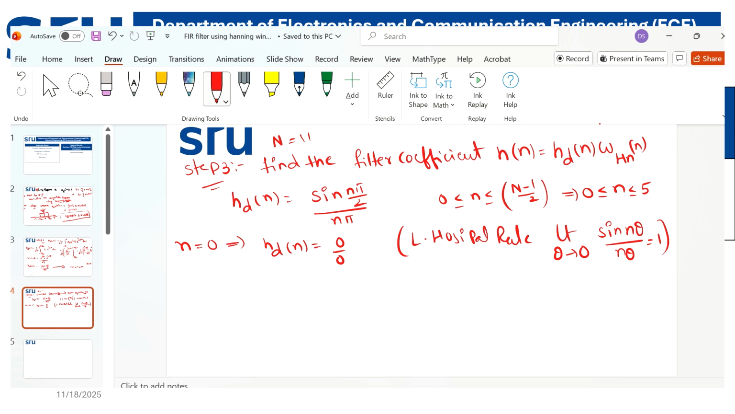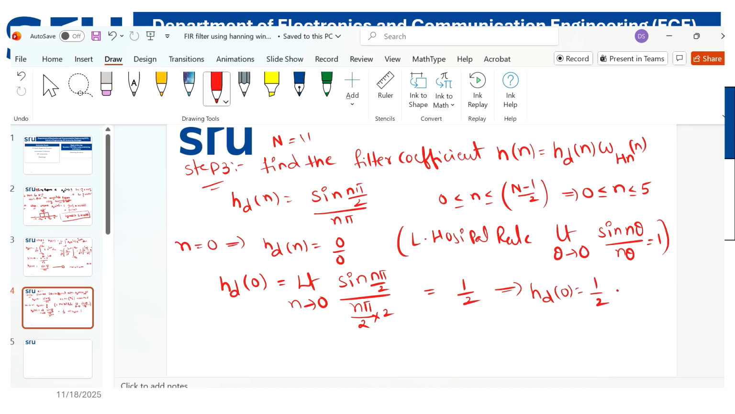the L'Hospital rule. Then if I substitute n is equal to 0, then hd of 0 is equal to limit n tends to 0 of sin n pi by 2 divided by n pi, only I have multiplied and divided by 2. Therefore you will get hd of 0 value as 1 by 2, 0.5.